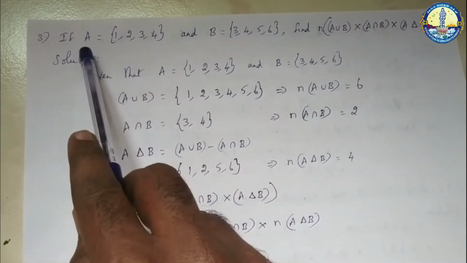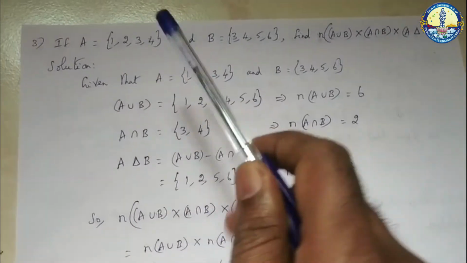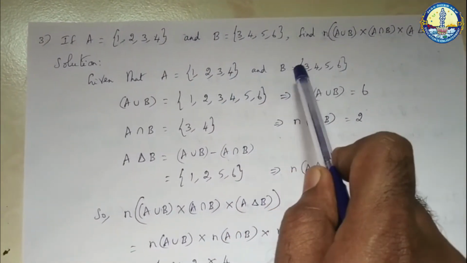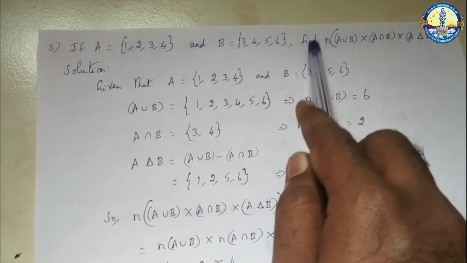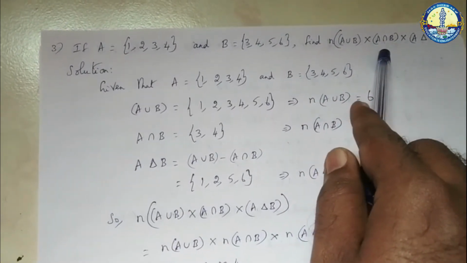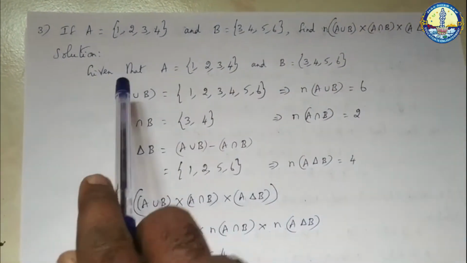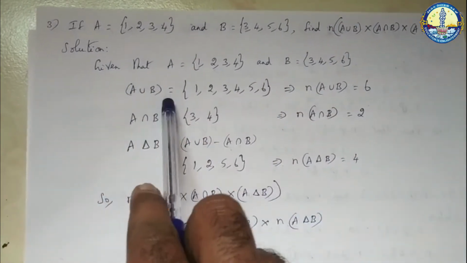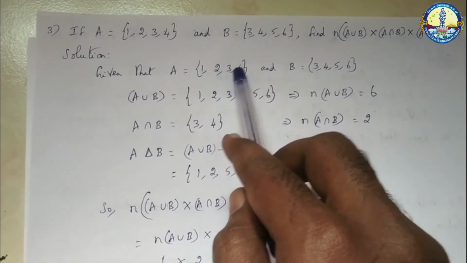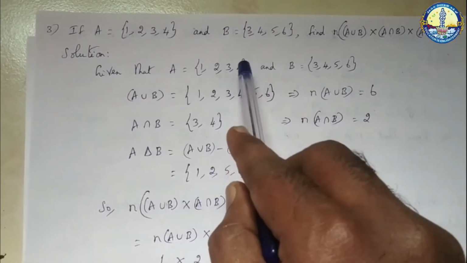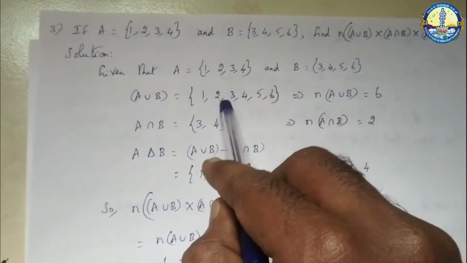Okay. So given that set A is a collection of 4 elements and B is a collection of 4 elements, A equals {1, 2, 3, 4} and B equals {3, 4, 5, 6}. So we have to find the number of elements of (A union B) cross (A intersection B) cross (A triangle B). First we need to find A union B, A intersection B and A triangle B. A union B means we have to write A as well as B. So 1, 2, 3, 3 is in both, so once is enough, and 4 is in both, so once is enough. The remaining are 5, 6. So this is 1, 2, 3, 4, 5, 6.